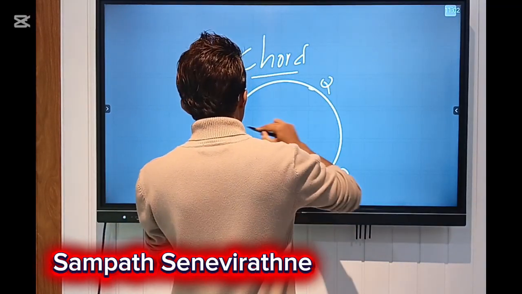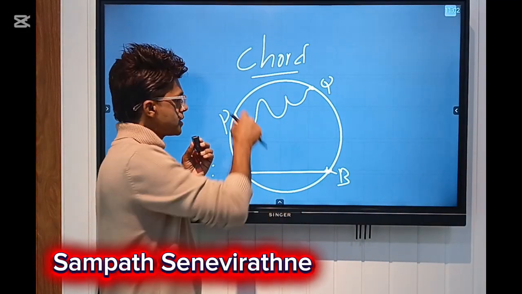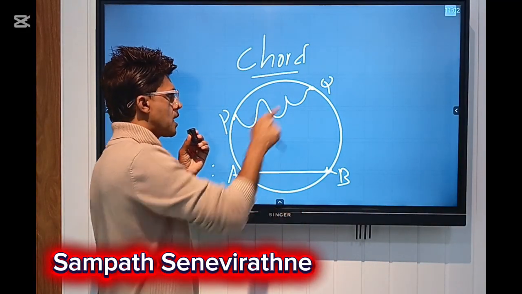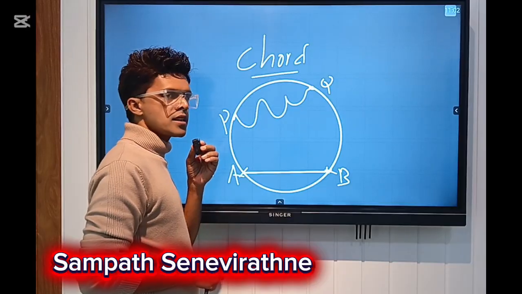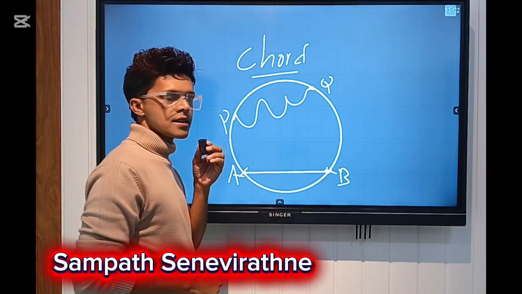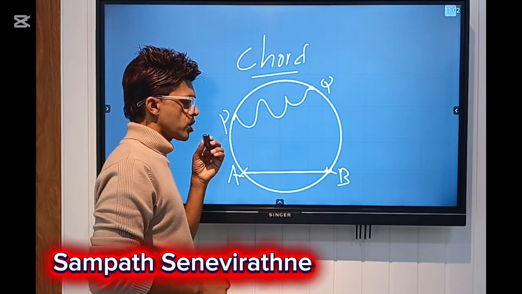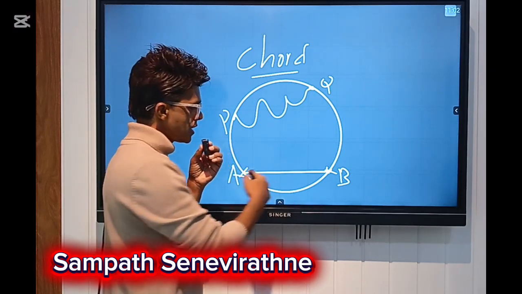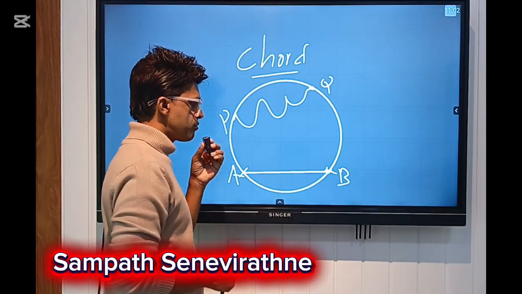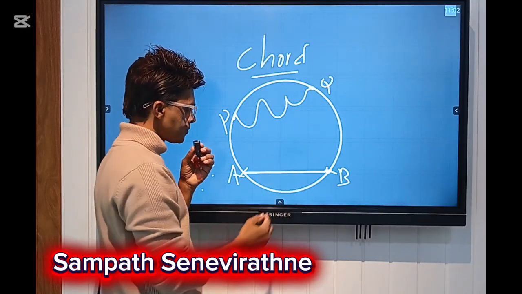And also, just to think of this one, then P and Q. This is not a chord. The reason here is these points have joined, the point P and the point Q, but this is not a straight line. PQ is not a chord, but AB is a chord. The reason here is a straight line, and these two points have joined found on this circle.